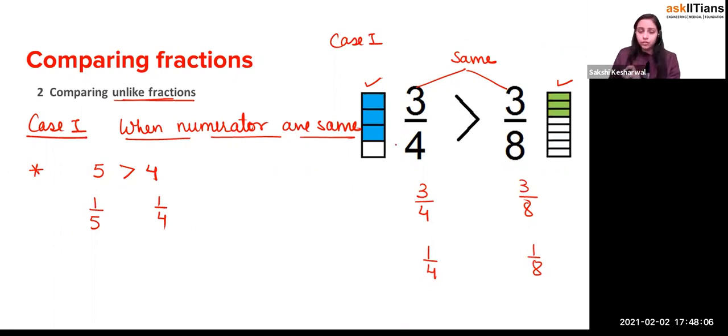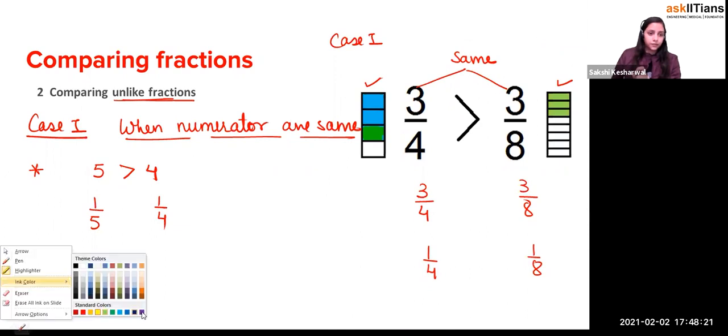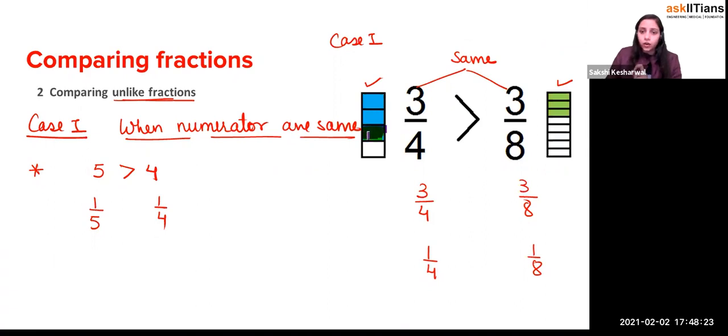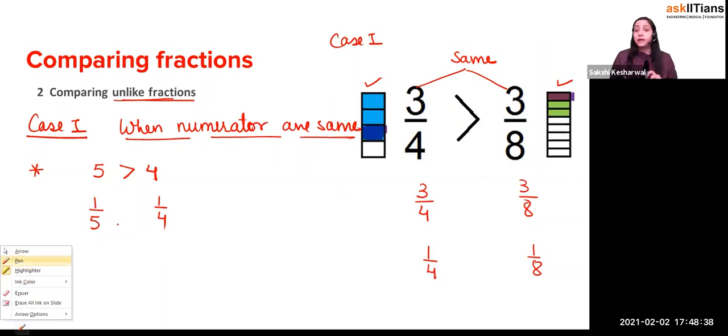You can see the example from here itself, right? When you divide the same thing into 4 parts, each part is greater or not. Let me change color. One part is a greater part. And here the one part is very small, because you're going to divide it more. So definitely 1 by 4 will always be greater than 1 by 5, right?